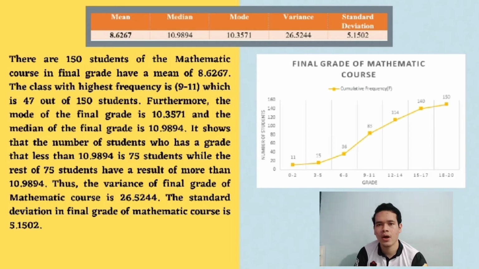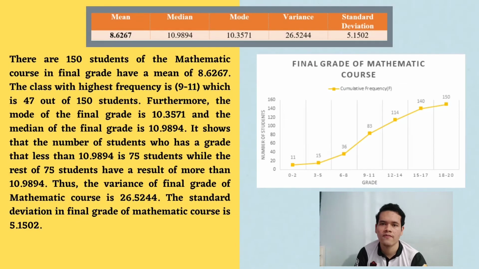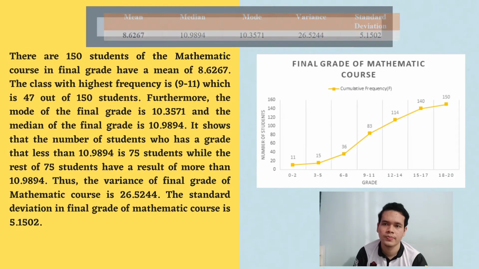Thus, the variance of the final grade of the mathematics course is 26.5244. The standard deviation of the final grade of the mathematics course is 5.1502.